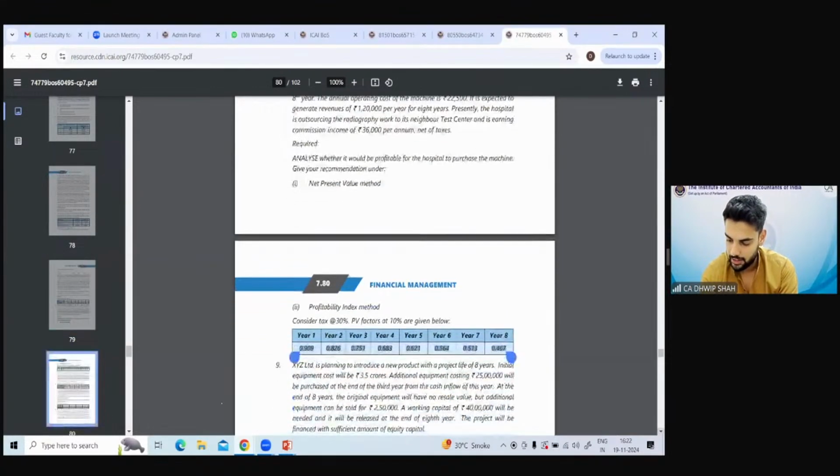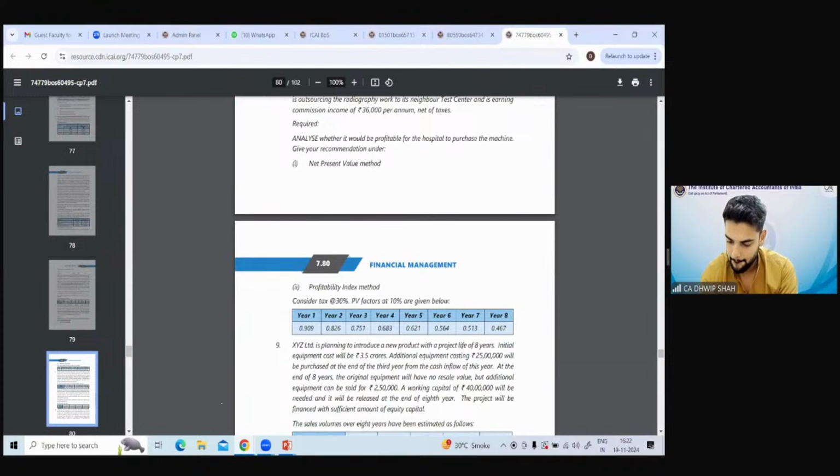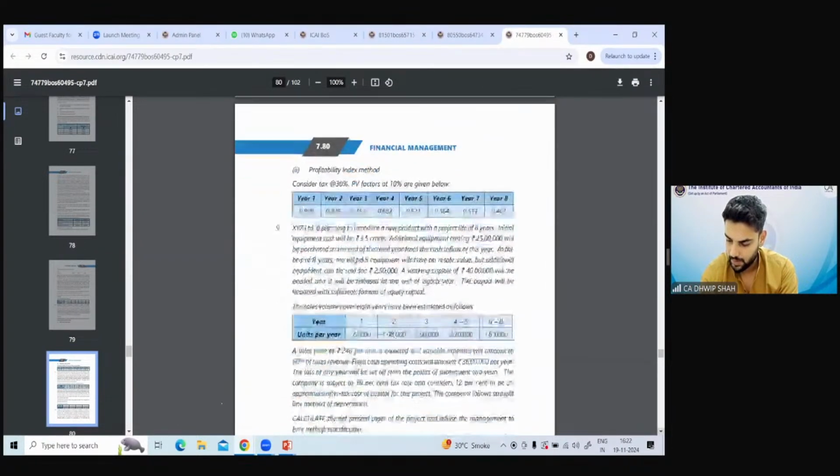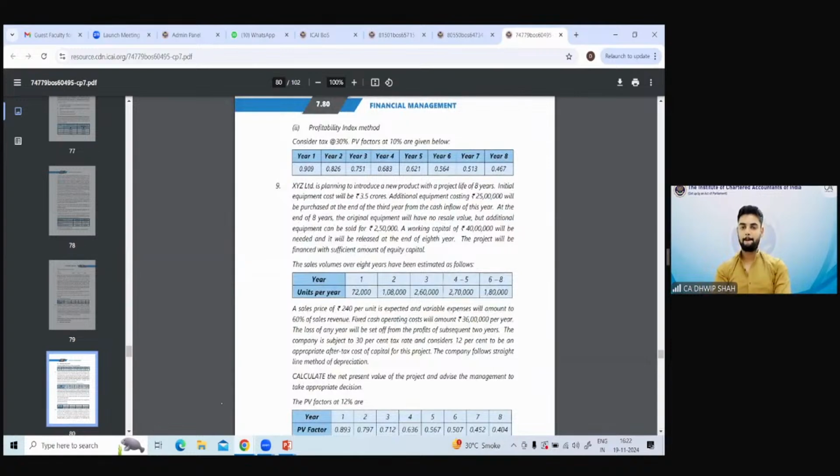Followed, friends? Followed? So that was a unique pointer, a unique adjustment in question number 8. Rest all everything was simple. You just need to prepare a format of cash inflows, and you just need to calculate cash outflow and then calculate NPV and PI.